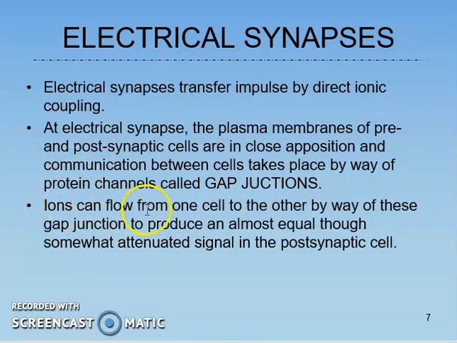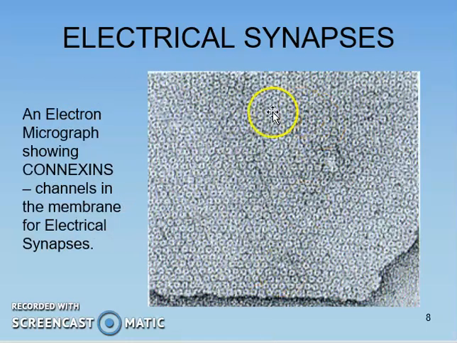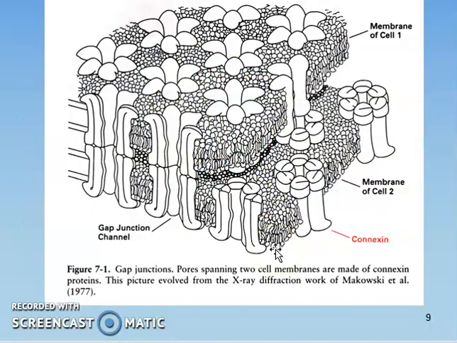So ions can flow from one cell to the other by way of these gap junctions to produce an equal, though somewhat attenuated, signal in the postsynaptic cell. Attenuated means slightly lessened. Here you can see an electron micrograph of connexons, which are the ion channels responsible for electrical transmission, looking like these small flowers. Let's have a closer look.